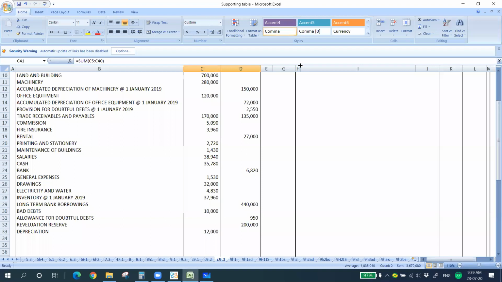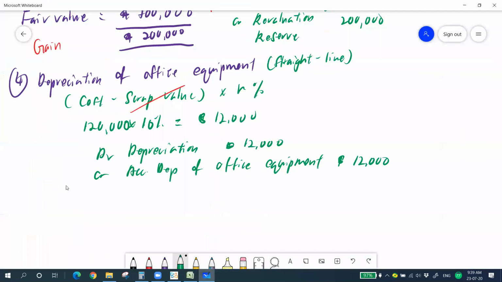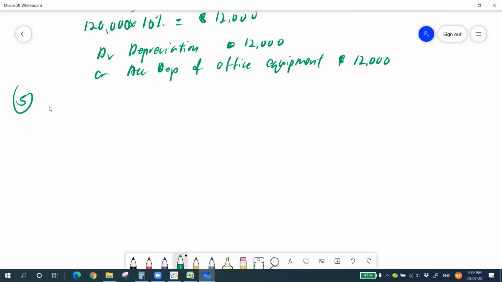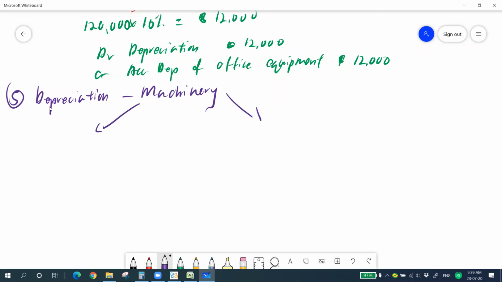Okay, I think we can proceed to the next one, right? So the next one is regarding the machinery depreciation. This is for number 5, depreciation, and this is for machinery. So for machinery, we can split into two portions. The first portion is the asset that is written off. The other portion is the machine that is still in good condition.